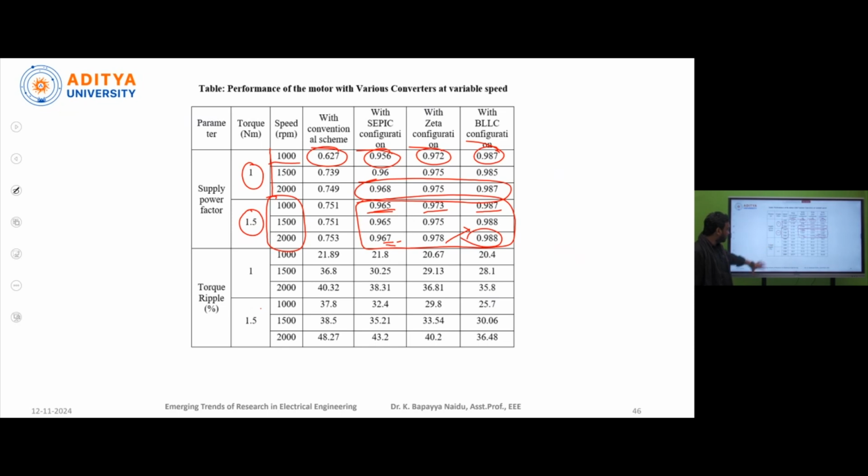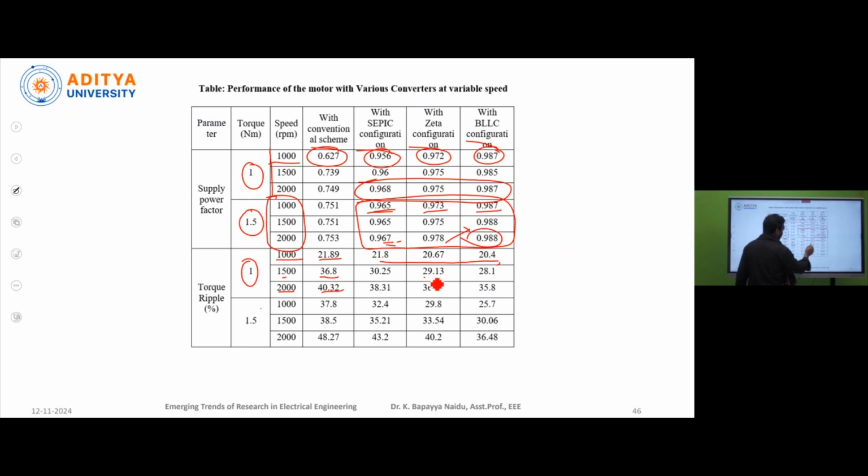Okay, coming to the torque ripple, when you are using the conventional control scheme at a load torque of 1 Newton meter and 1000 RPM speed, it is 21.89%. At 1500 RPM speed it is 36.8, at 2000 RPM speed it is 40.32. Now, coming to the proposed converters, at each and every converter topology it will be reduced.